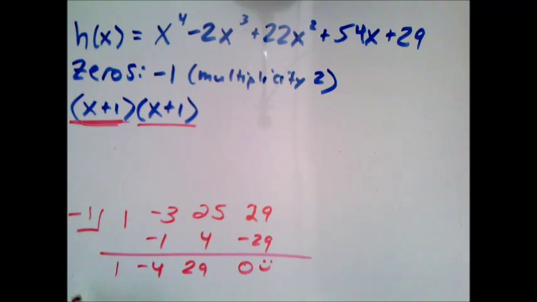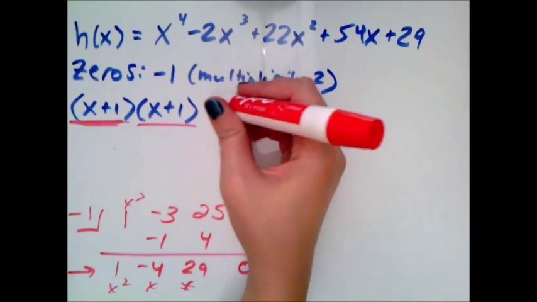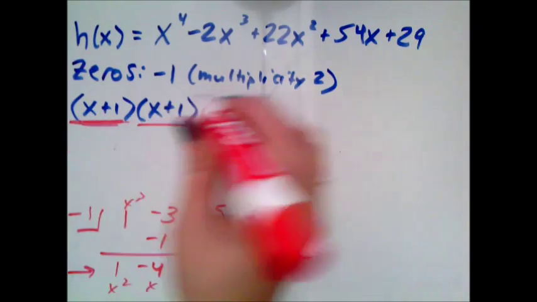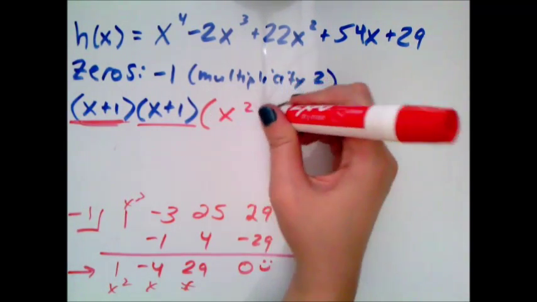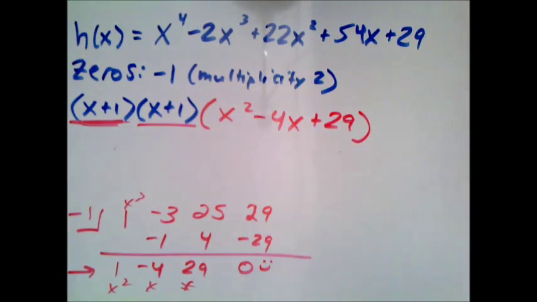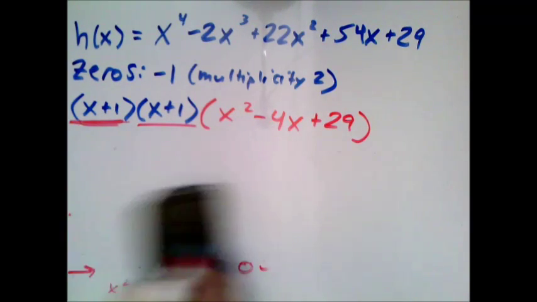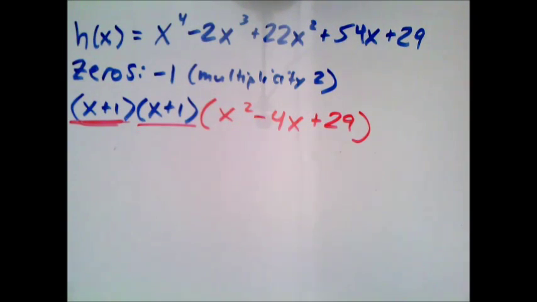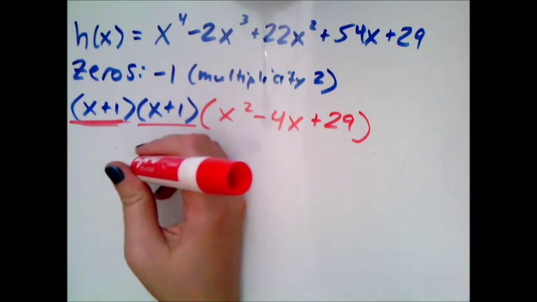So why is that useful? Because now that I've divided out 2 factors, this went from to the 4th, this was to the 3rd, and this is now 1x squared minus 4x. Right, synthetic division is just telling me what coefficients are in front of those. So I know that what's left after dividing these both out is 1x squared minus 4x plus 29. So now that I'm down to something quadratic, it's easier to deal with.